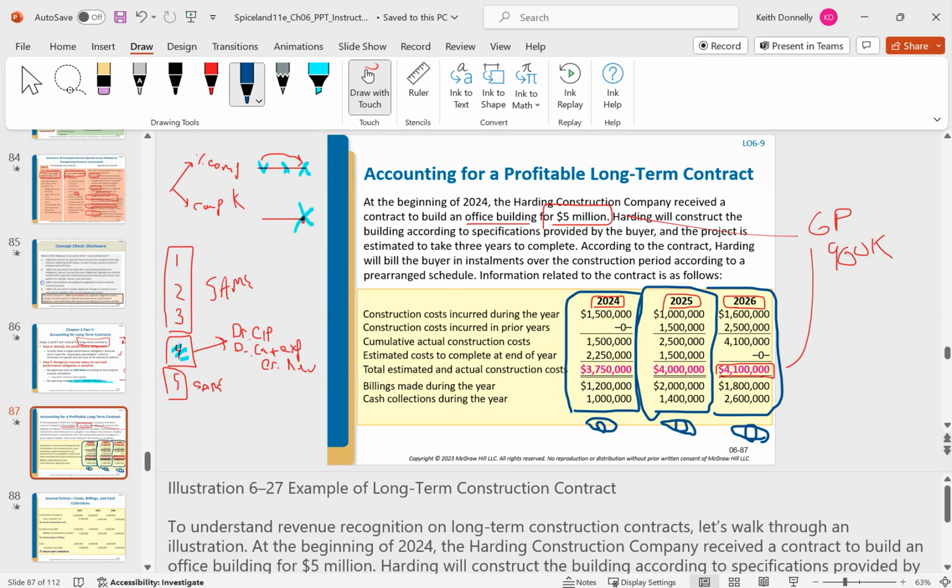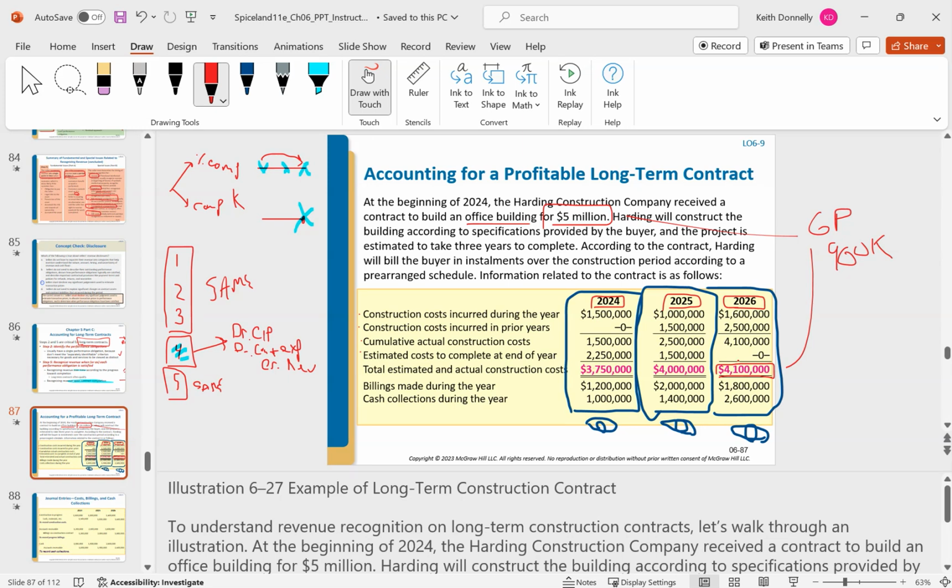And really what we're going to do is, at least for the percentage completion, we're going to run a little schedule to tell us what numbers to put in this journal entry. But if we look at the information they gave us, it's 3 years. They tell us what our costs incurred during the year were, what was from prior years, what's the total of those two things, our cumulative cost to date? What do we think it's going to cost us in the future at the end of the year? So when we look at 2.2 here, that means at the end of 2024, that's what we think it's going to cost.